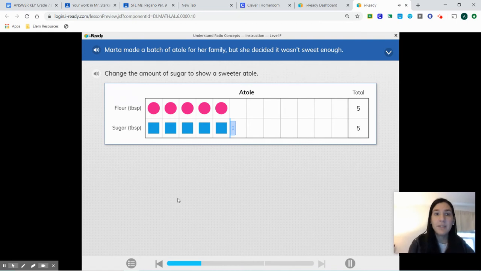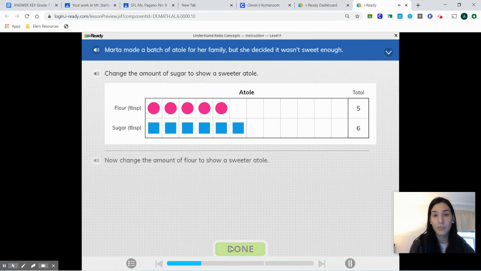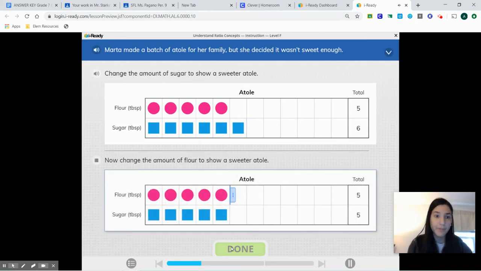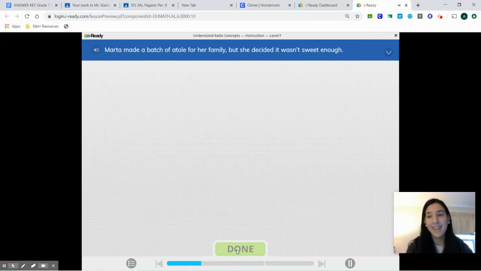Okay, so to make something sweeter, we're going to add more sugar, so we can just move our sugar over 1. So now our sugar is 6 and our flour is 5, so that will make this sweeter. You could have dragged it more, whatever you want. Now, change the amount of flour to show a sweeter atole. So to change the amount of flour, but to make it sweeter, we have to go down in the amount of flour. So I'm just going to go down 1. Nice. Thanks.